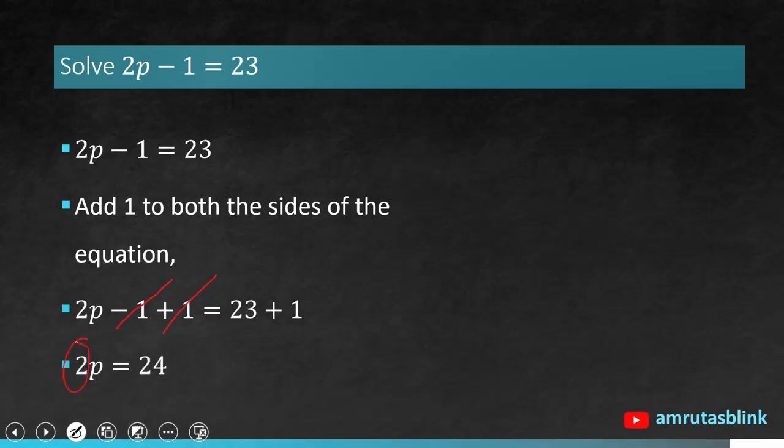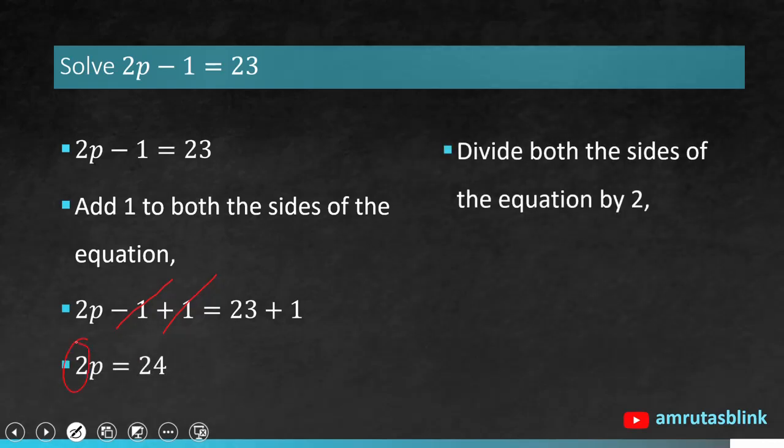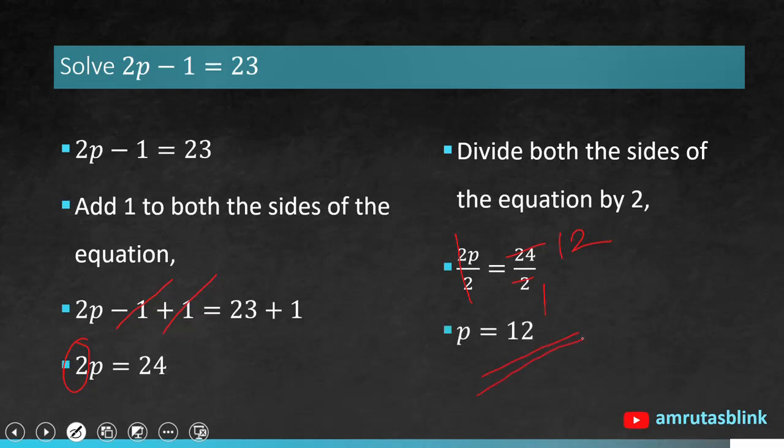Now in order to cancel this 2, we need to divide both the sides of the equation by 2. So 2p upon 2 is equal to 24 upon 2. Now this 2 will get cancelled, and 2 ones are 2 and 2 twelves are 24. So we have p is equal to 12 as the final solution of the equation.